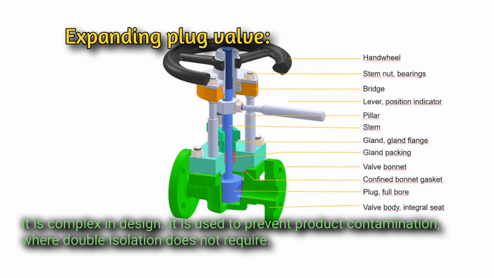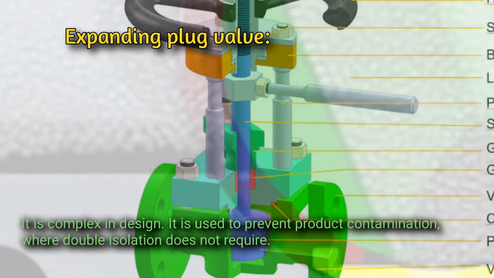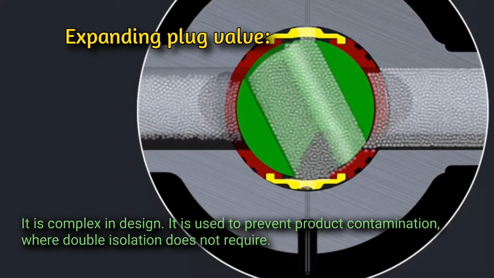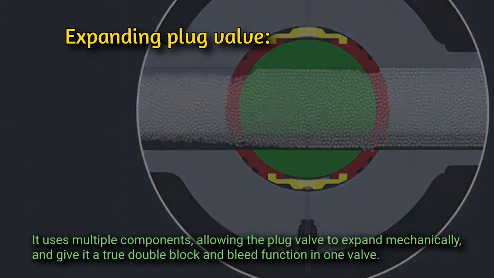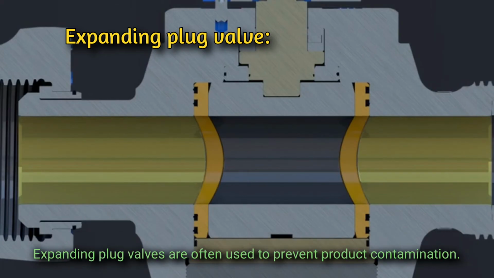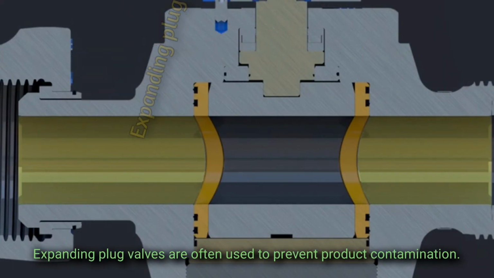Expanding plug valve. It is complex in design. It is used to prevent product contamination, where double isolation isn't required. It uses multiple components, allowing the plug valve to expand mechanically and give it a true double block and bleed function in one valve. Expanding plug valves are often used to prevent product contamination.